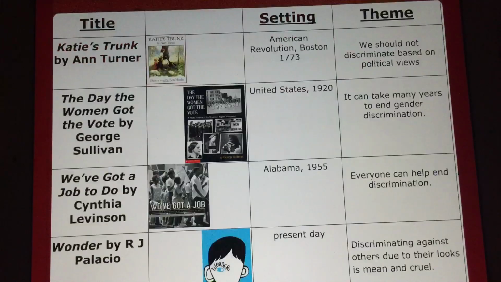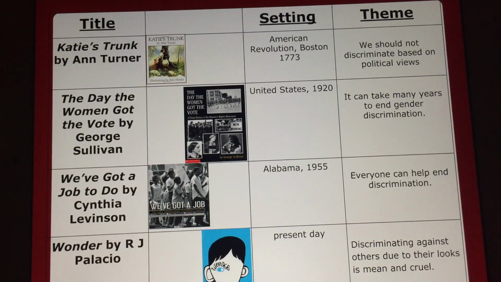So, my example for today is to show you 4 different books. The first one is Katie's Trunk by Anne Turner. It's set in the American Revolution in Boston in 1773. It's a historical fiction picture book, but the theme is we should not discriminate based on political views. So the topic would be discrimination, and the theme is don't be discriminatory based on politics.